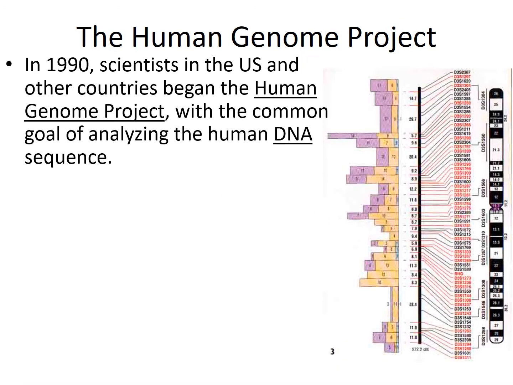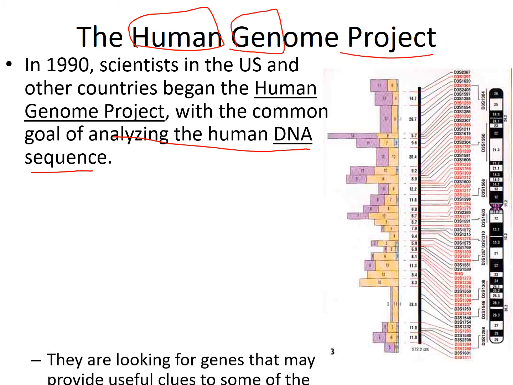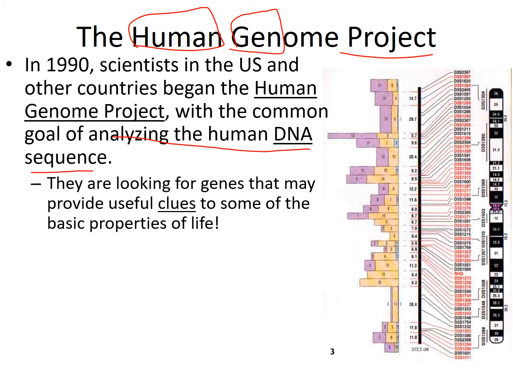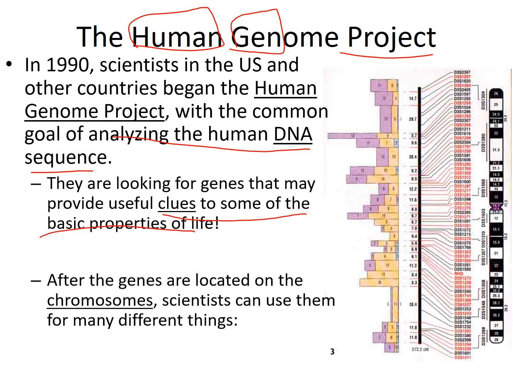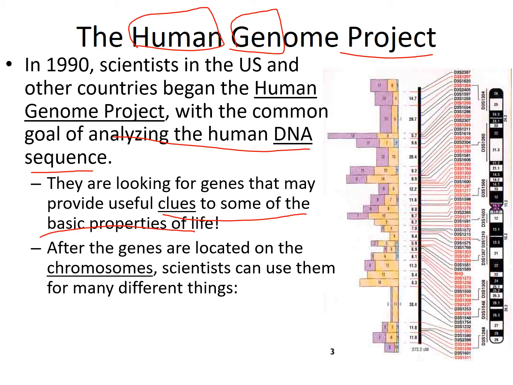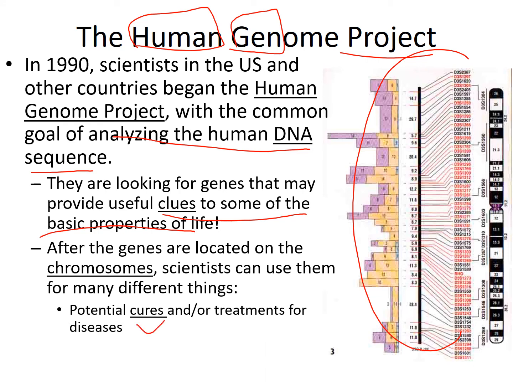Human Genome Project. So let me just break the word down. In 1990, the U.S. and other countries began a Human Genome Project. The idea is analyzing human DNA. So we're taking human genes to get clues that help us in life. The idea is to cure diseases and develop treatments for diseases, as well as getting new vaccines.